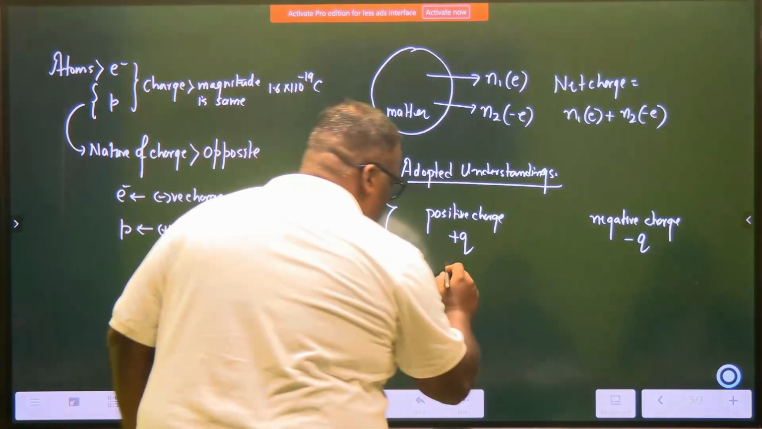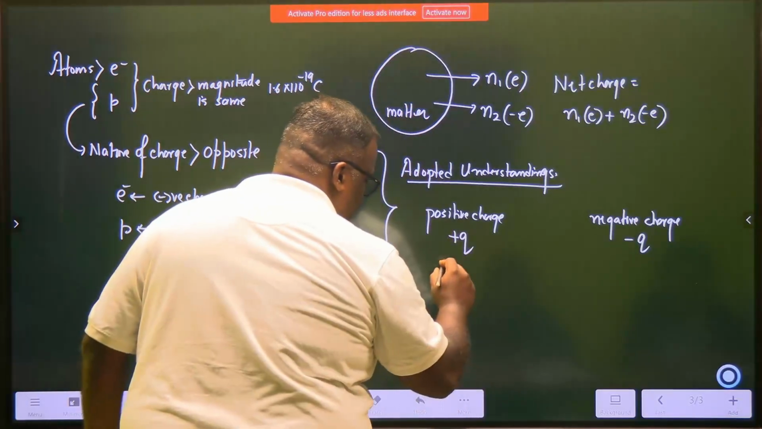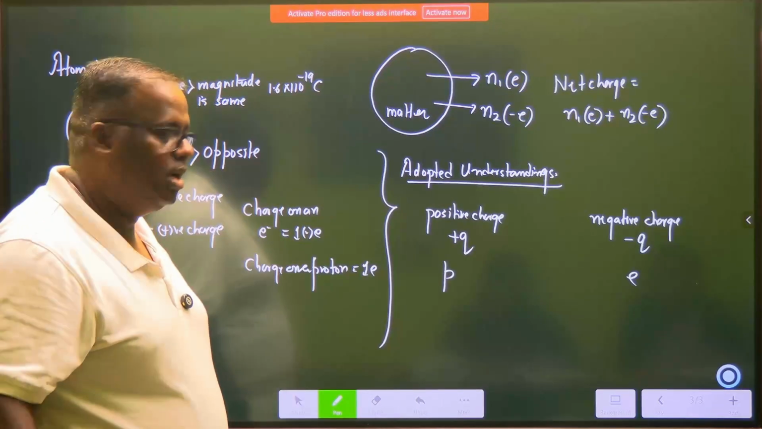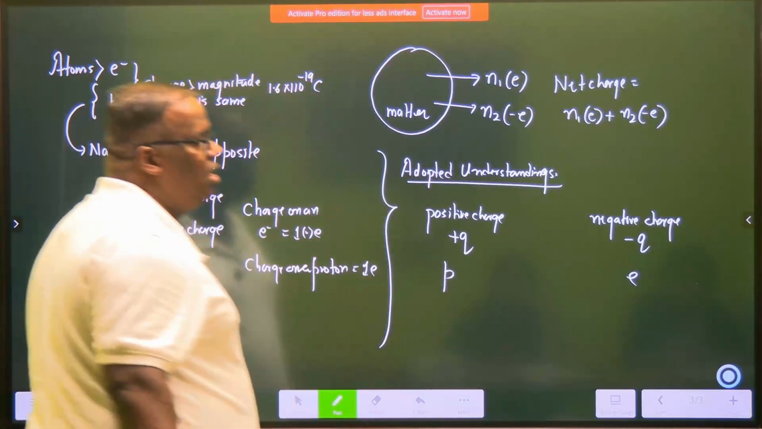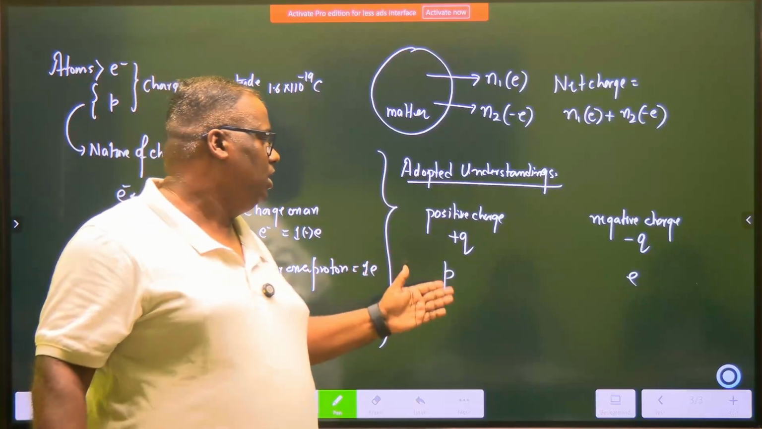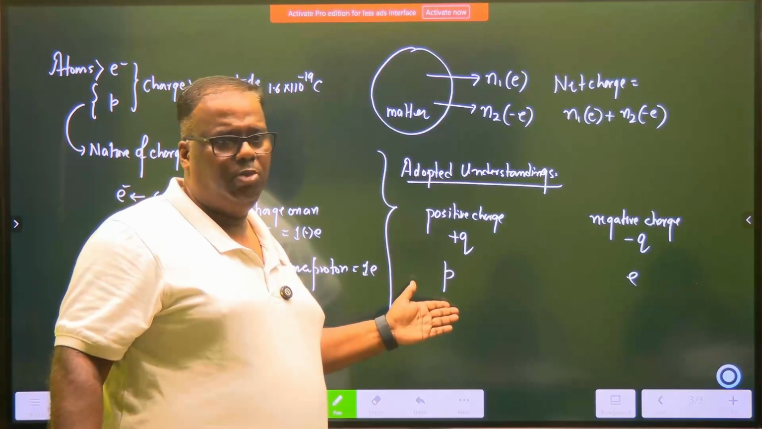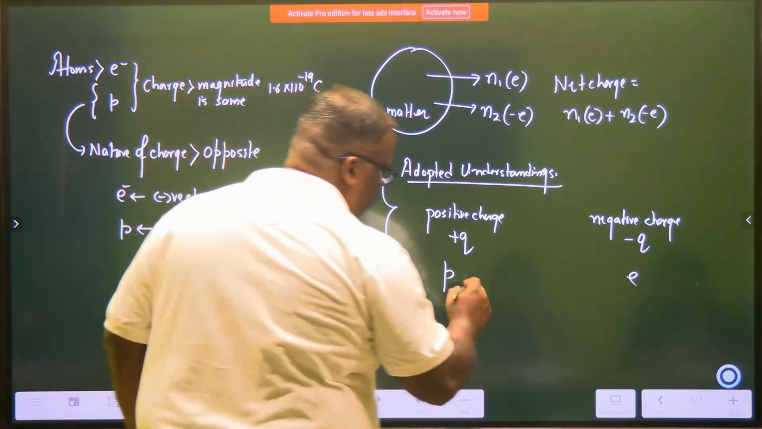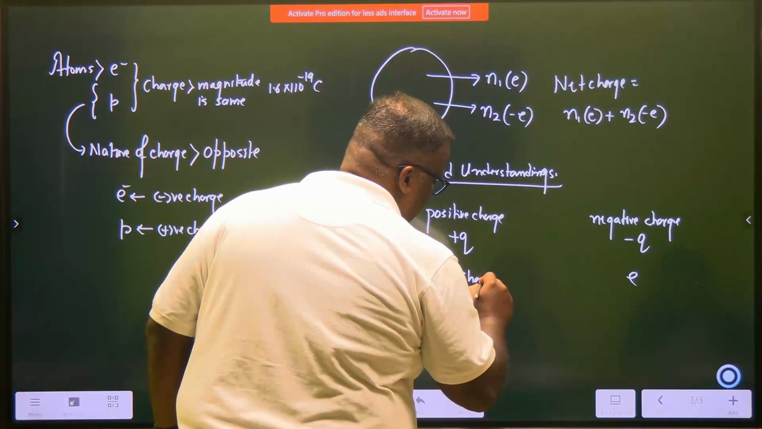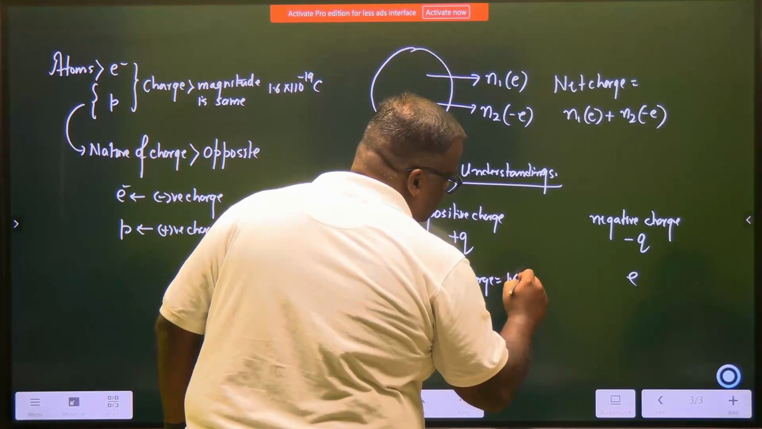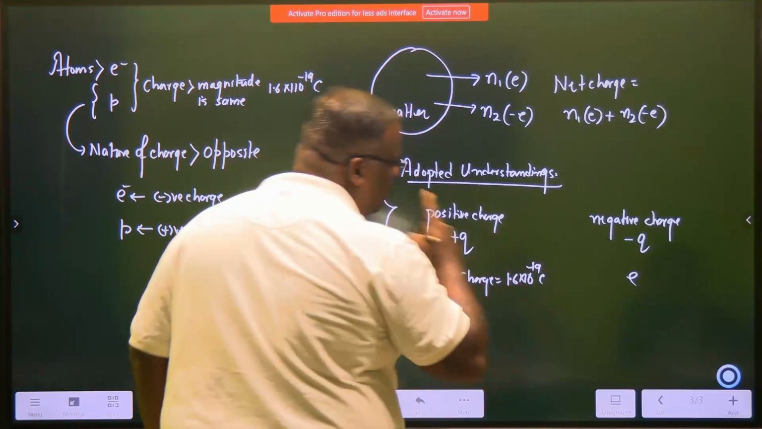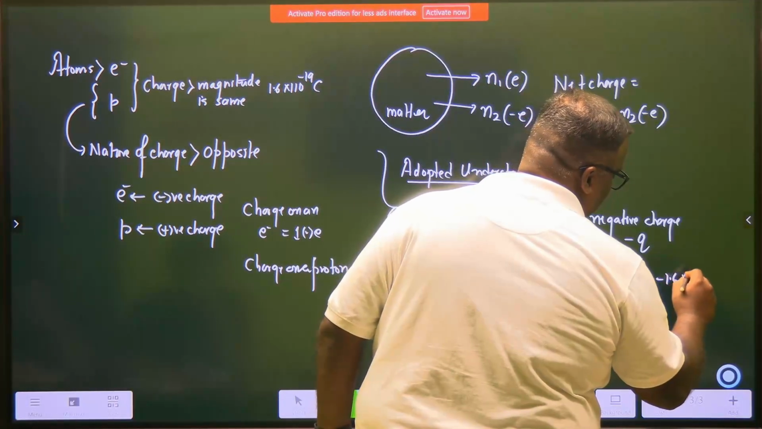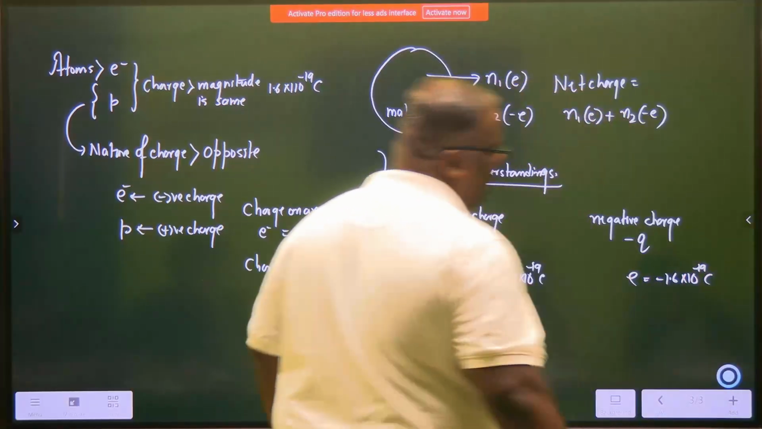Yes, the smallest electrical entity to represent these two would be a proton on this side and an electron on this side. Understood? How much charge is there in a proton? The amount of charge on a proton is e. This is negative e. If you want an absolute value, with the nature and magnitude, I would say 1.6 times 10 to the power minus 19 coulomb, and here the charge will be negative 1.6 times 10 to the power minus 19 coulomb.